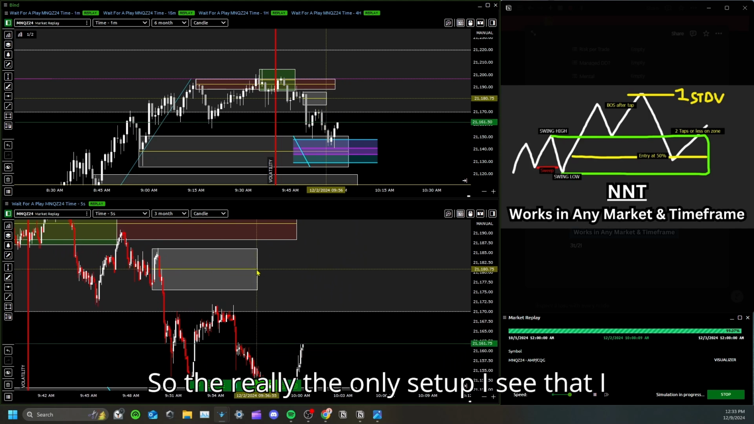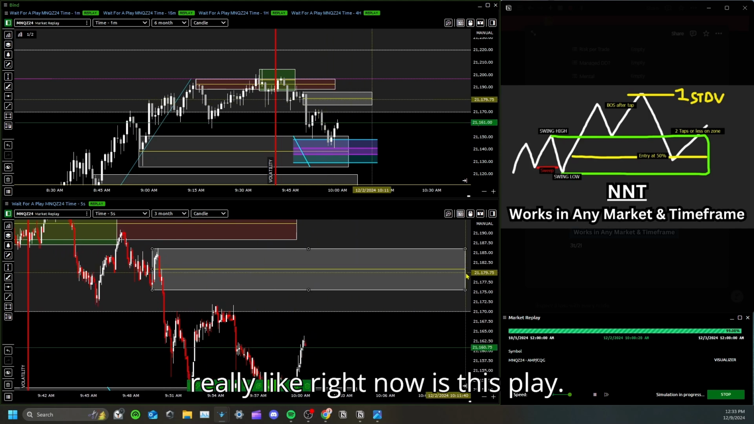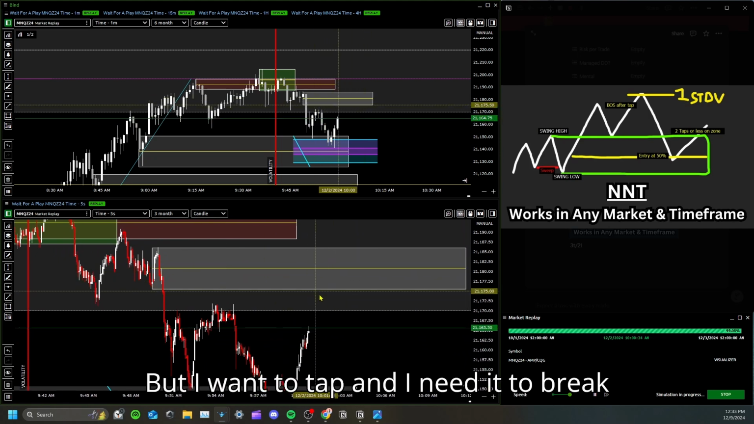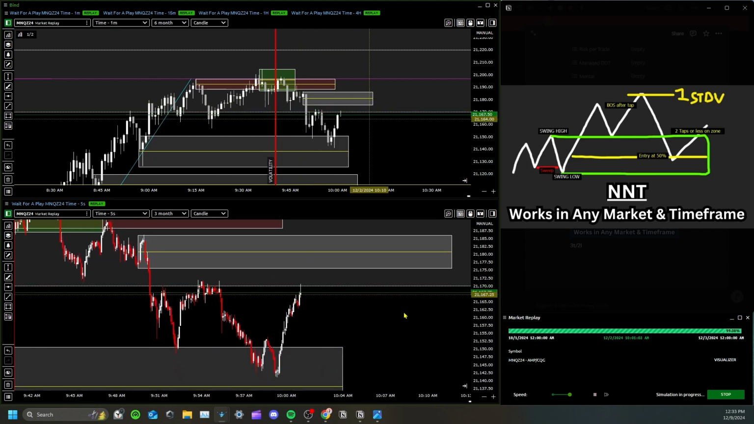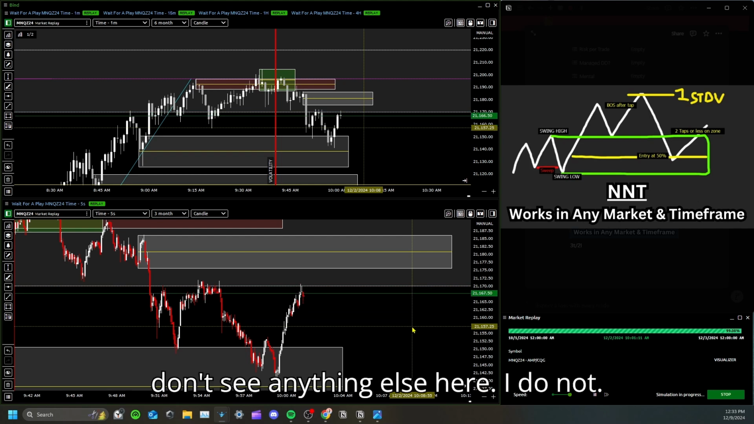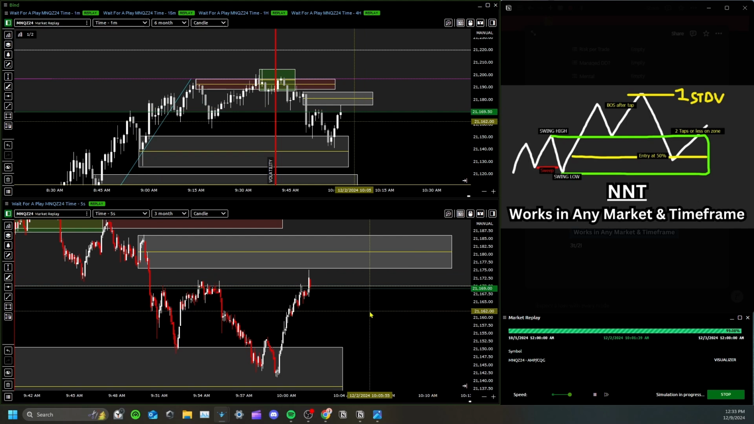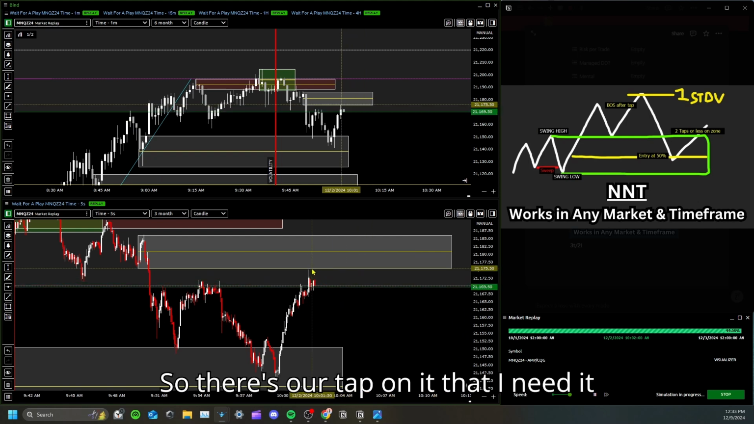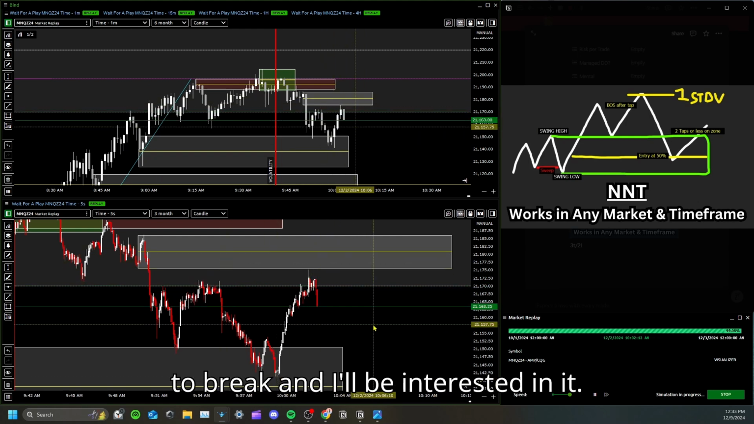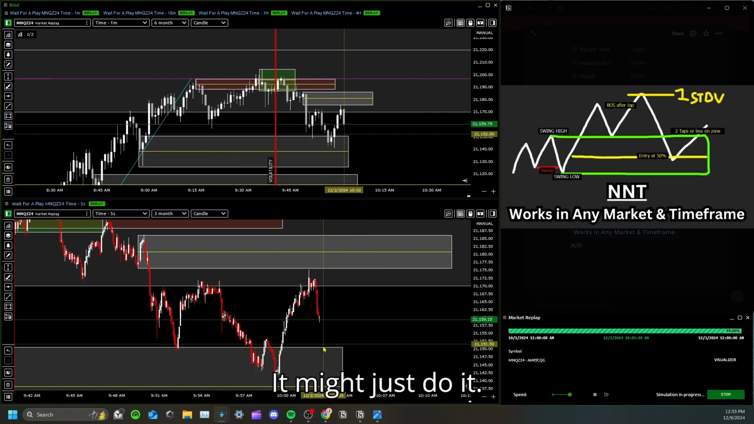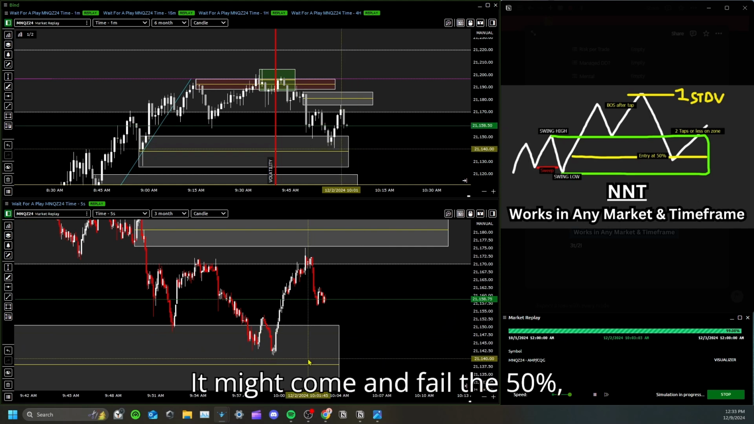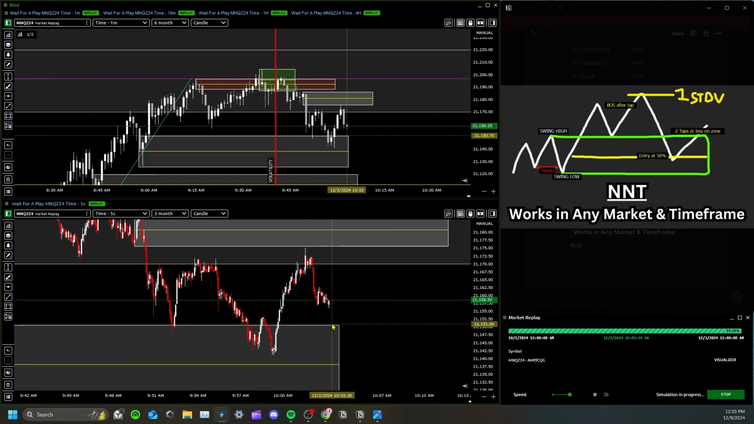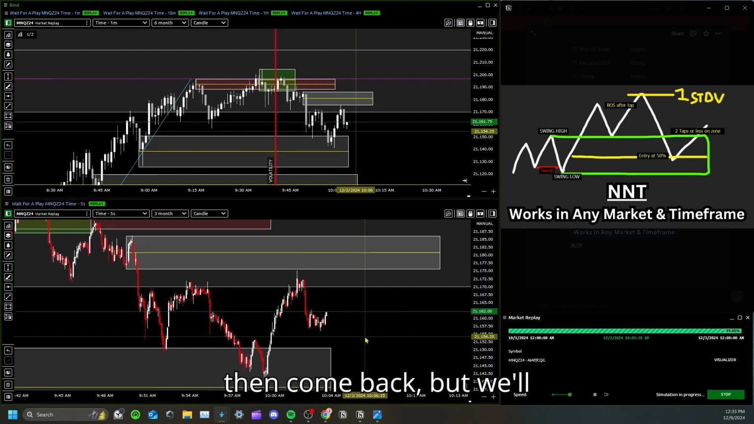So really the only setup I see that I really like right now is this play. But I want a tap, and I need it to break structure after the tap. Do I see anything else here? I do not. So there's our tap on it. Then I need it to break, and I'll be interested in it. It might just do it. It might come and fail this 50%, then come back.